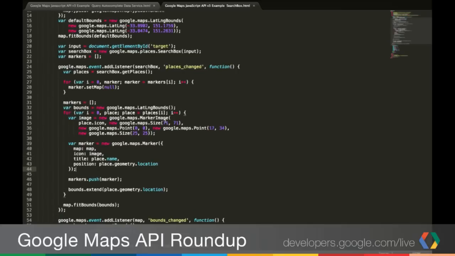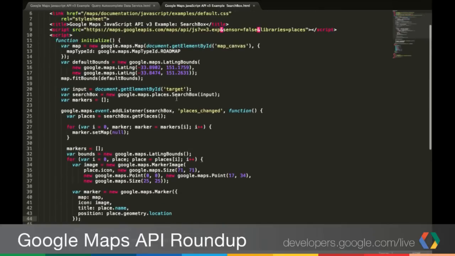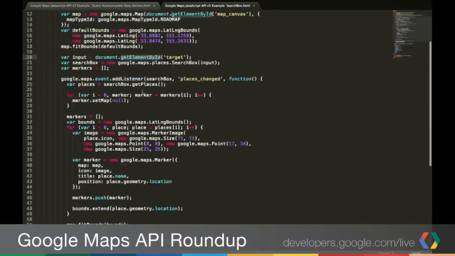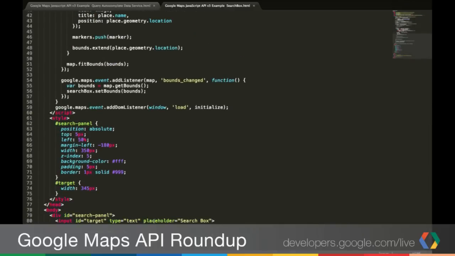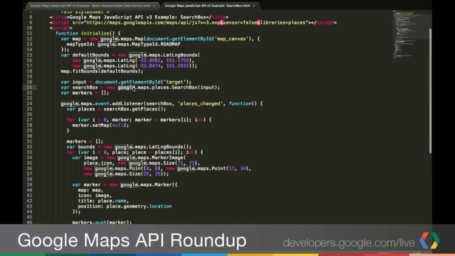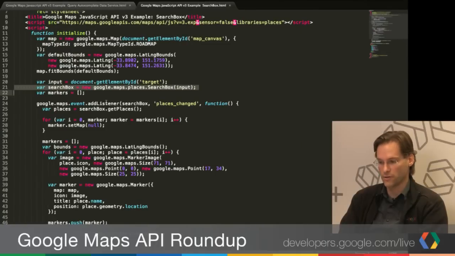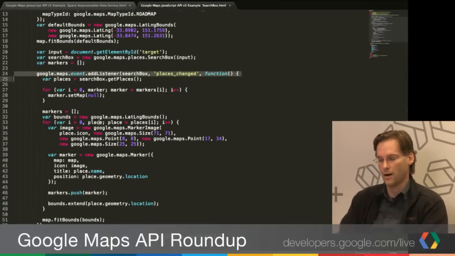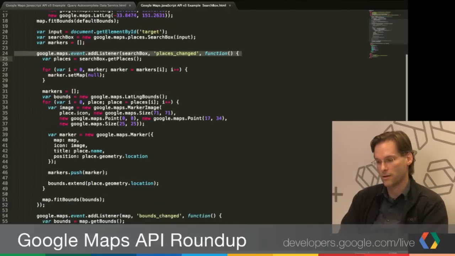Let's take a quick peek at the code. Let me switch over to my IDE here. The code's pretty straightforward, just like the autocomplete service. You provide your input box. Here is where we get the text input target, and you pass that to the search box class, and provide a callback function. As the user submits the search, your callback function is called.